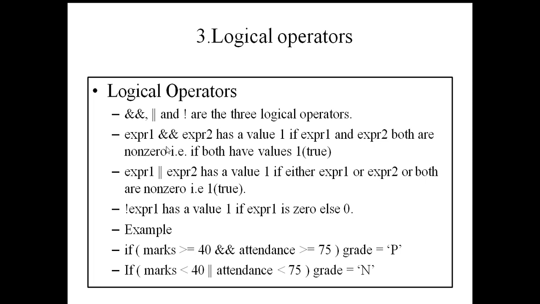Expression negation: not expression 1 has a value 1 if expression 1 is 0, else 0. So if expression 1 is 0, not of 0 will become 1, and not of 1 will become 0, or vice versa.